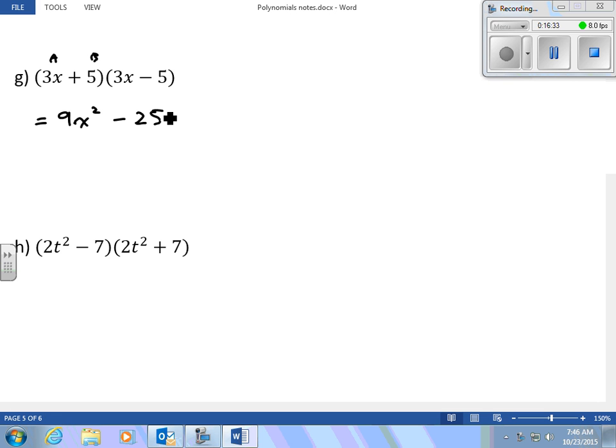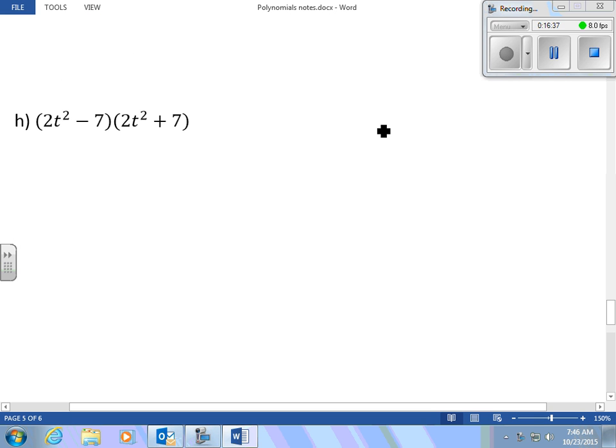Let's take a look at H, which is also a conjugates, but the terms are a little bit different because I've got a t squared, but they're still conjugates of each other, so we can still think of this as a minus b times a plus b. So our result will be a squared minus b squared.